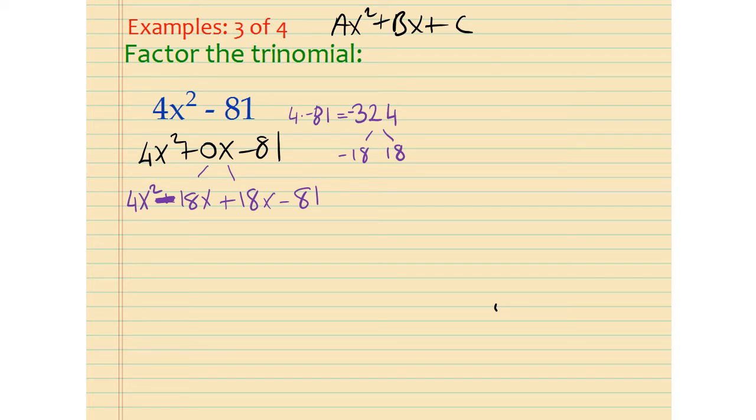I can group my first group and the second group. On the first group, our greatest common factor is going to be 2x. On the second group, our greatest common factor is going to be 9. If I factor out a 2x from the first one, divide 4x squared by 2x, that's going to be 2x. Divide negative 18x by 2x, that's going to be negative 9. On the second one, we factored out a 9. 18x divided by 9 is 2x. Negative 81 divided by 9 is negative 9.